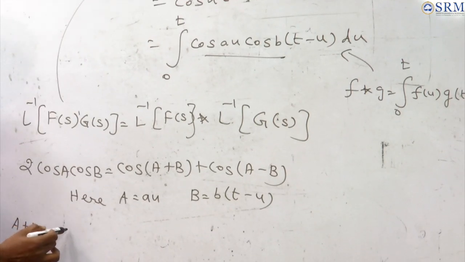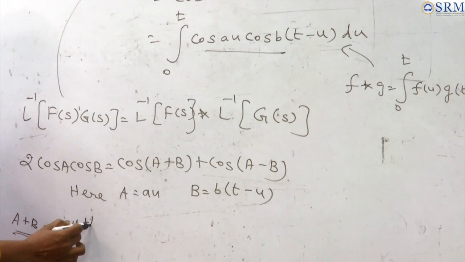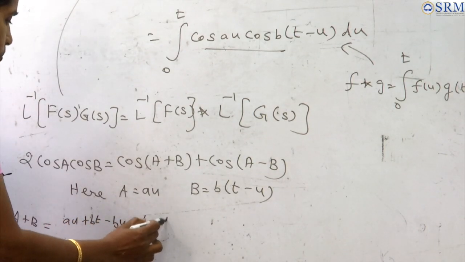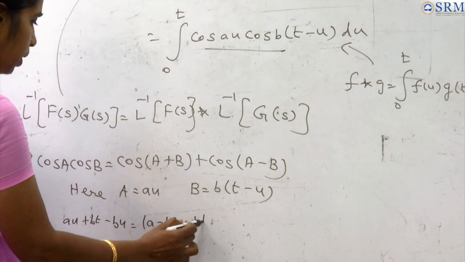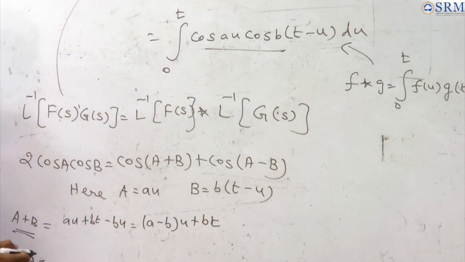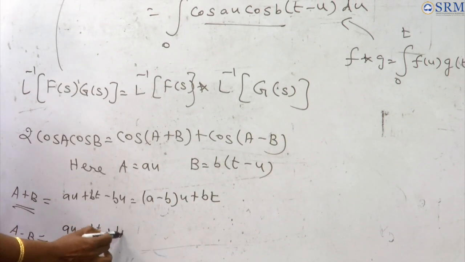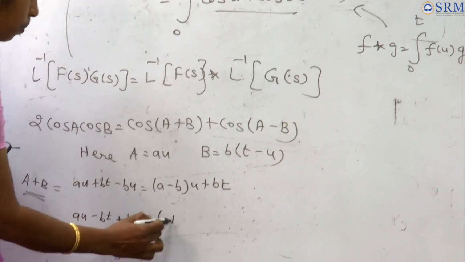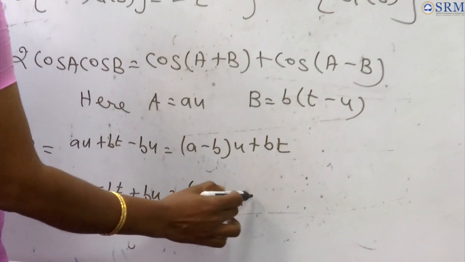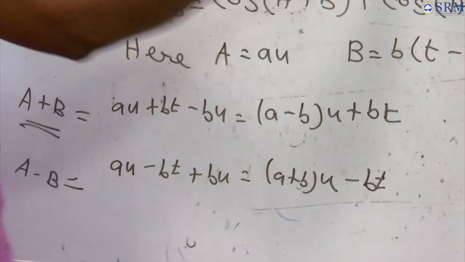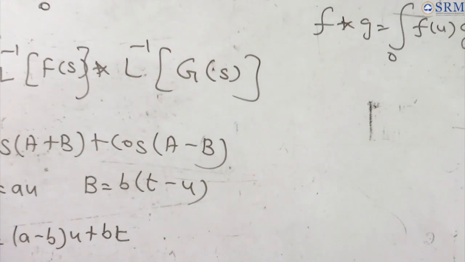So A plus B is au plus bt minus bu, that is (a minus b)u plus bt. A minus B means au minus bt, minus into minus plus bu, that is (a plus b)u minus bt. I substitute here now the integral.